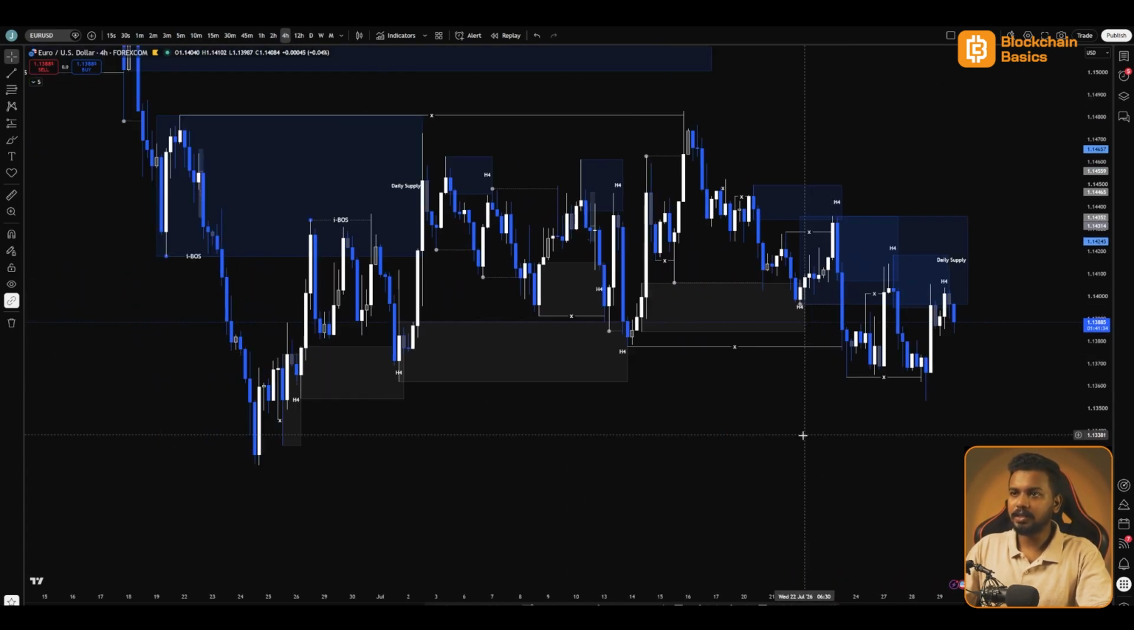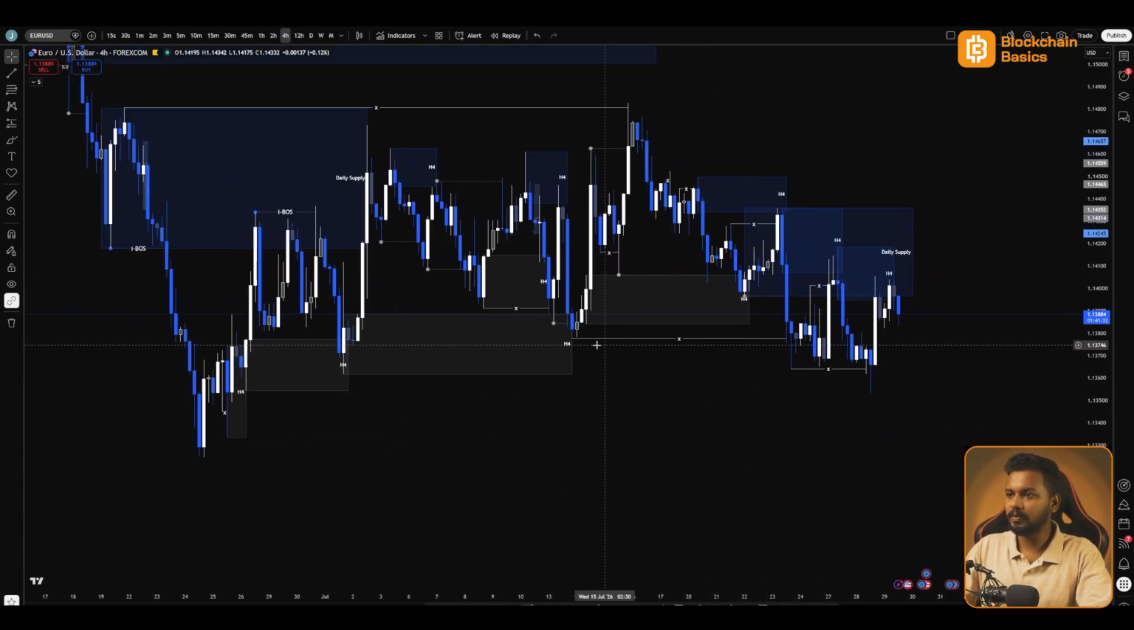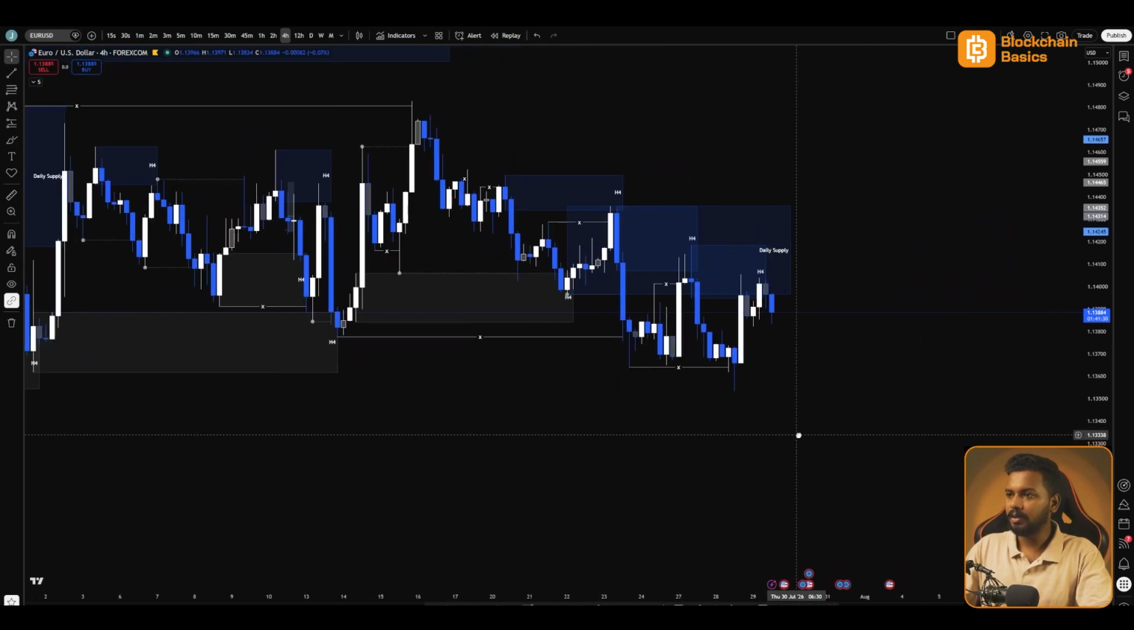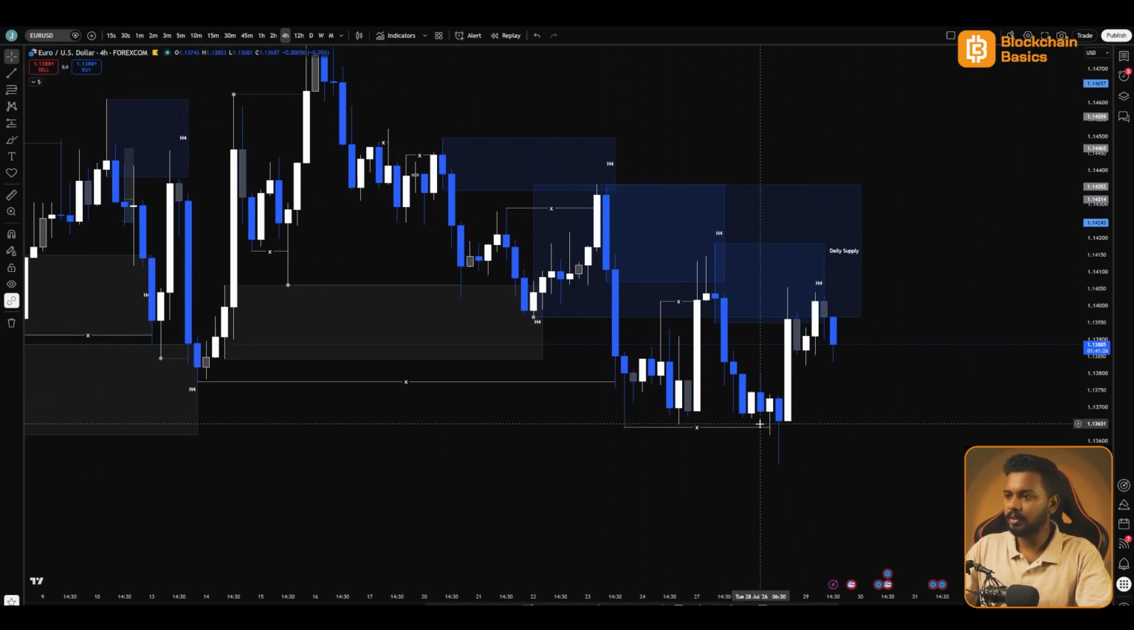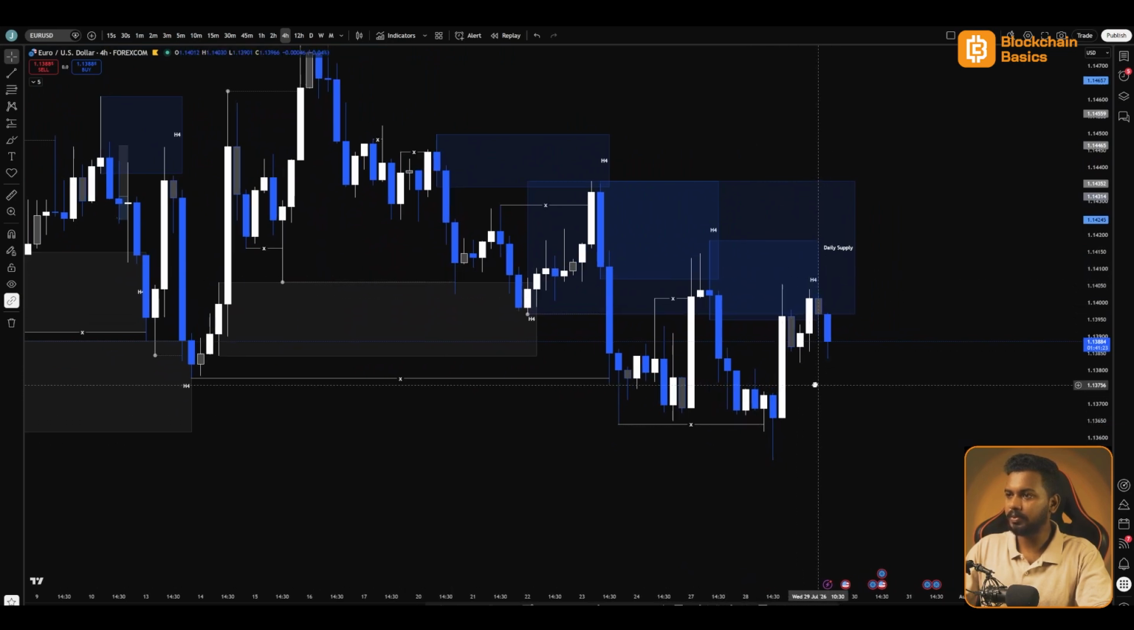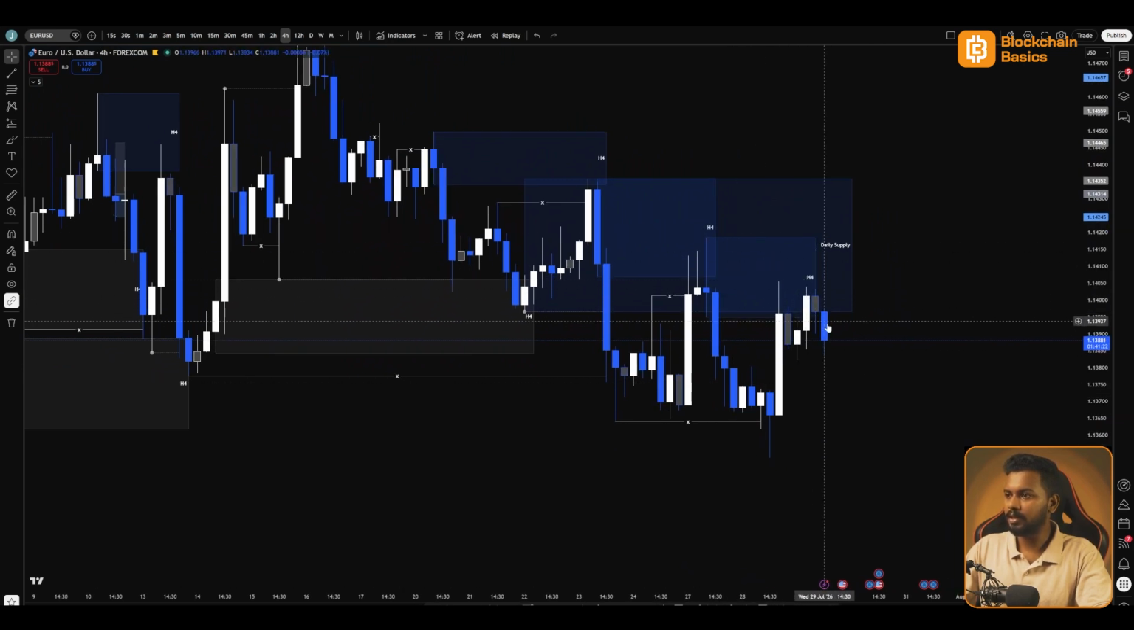So looking at the H4, you can see after the sweep of these levels, we got a change of character over here. After the change of character, looking at the recent price action, price swept these lows, pushed back up into this H4 supply. Now I'm expecting this H4 supply to continue with the bearish momentum to the downside.